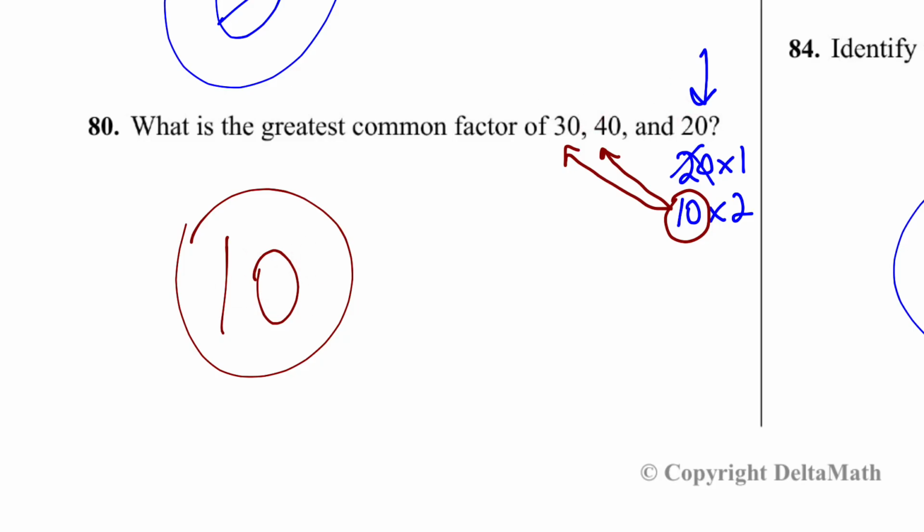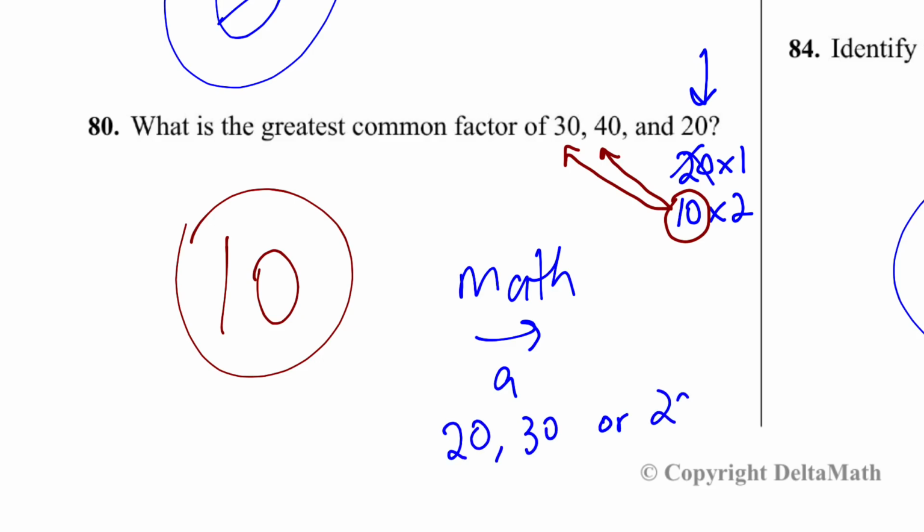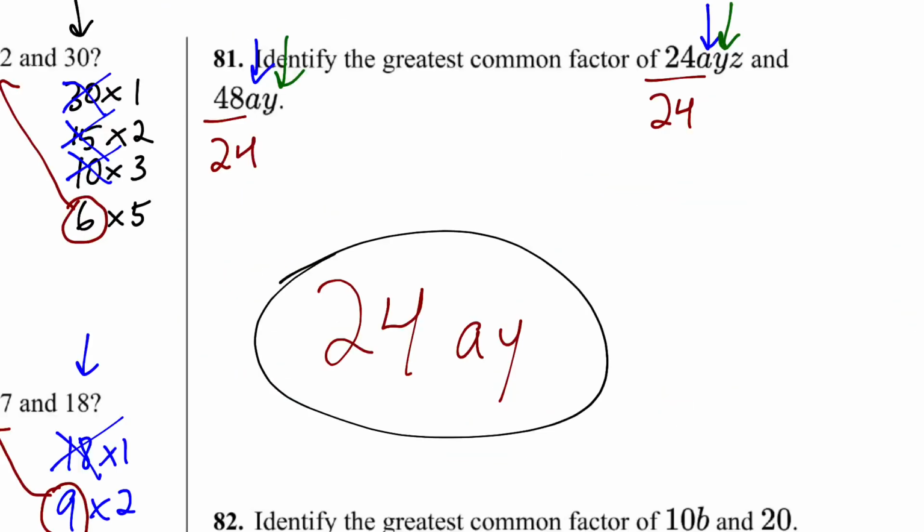If I was doing this on the calculator, I might type math, right, 9, and I might put in 20, 30, or 20, 40. Just make sure you are including that smaller number. And you can also test, does my answer go into the other number? So I look at the numbers first, 24 and 48. Let's try the smaller number. Does 24 go evenly into both of these? Yes. So there's the number answer.